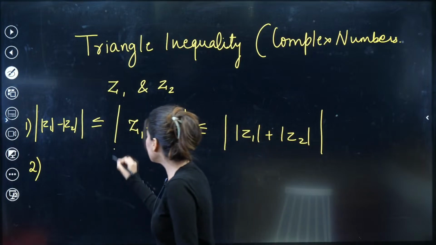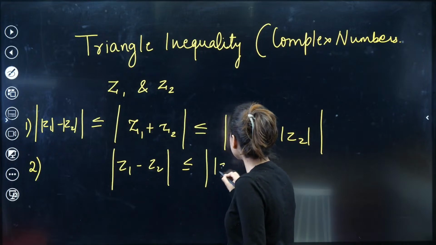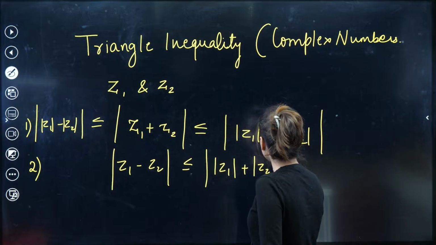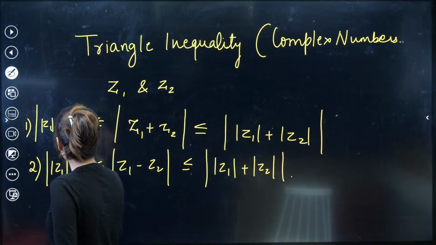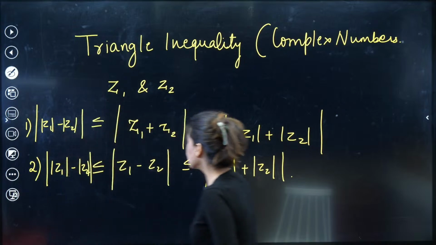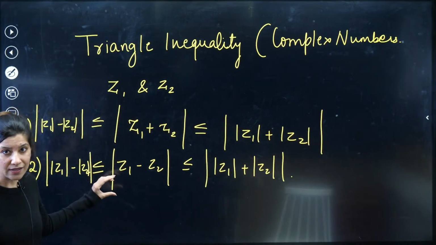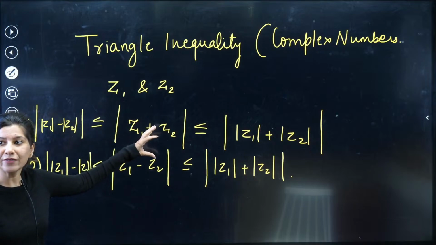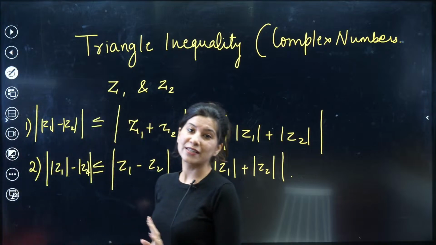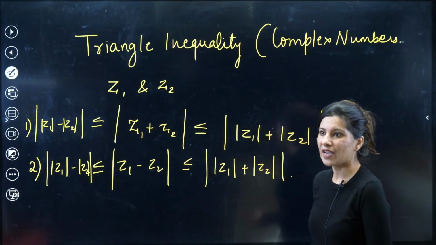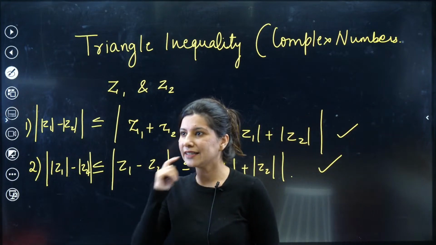Another triangle inequality would be mod of Z1 minus Z2. This is less than or equal to mod Z1 plus mod Z2, and this is going to be greater than or equal to mod of mod Z1 minus mod Z2, mod close. So these are the two triangle inequalities which we are going to study one by one. First triangle inequality we will tackle, then second, and then we will solve problems based on this as well. Do not worry about that. Let us start.